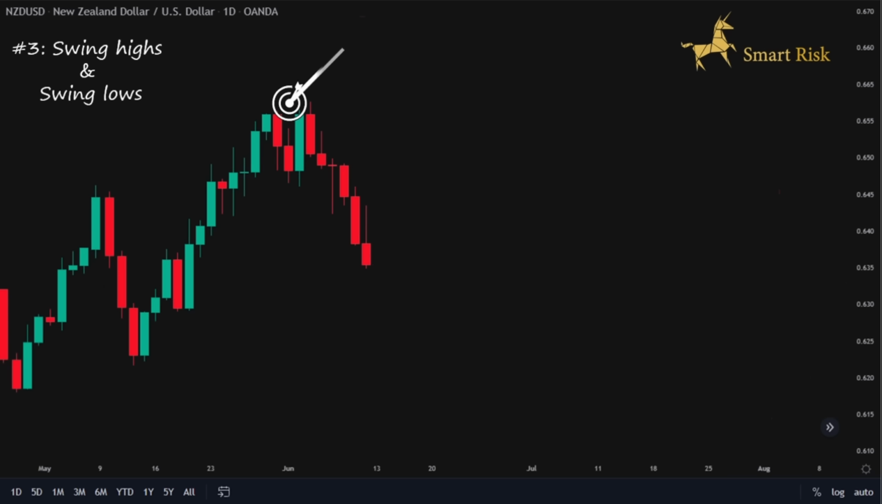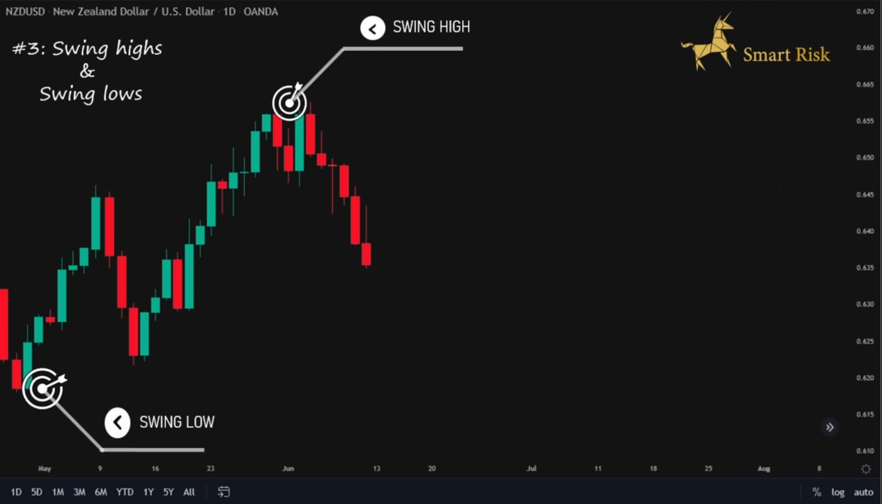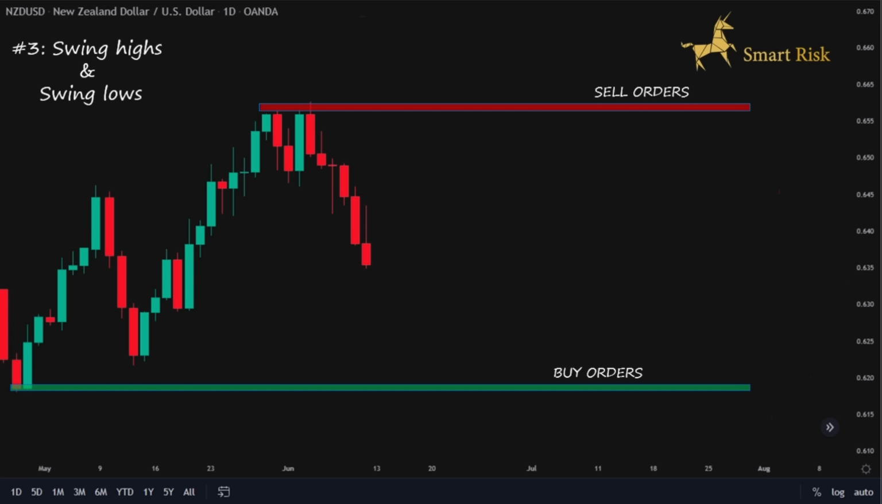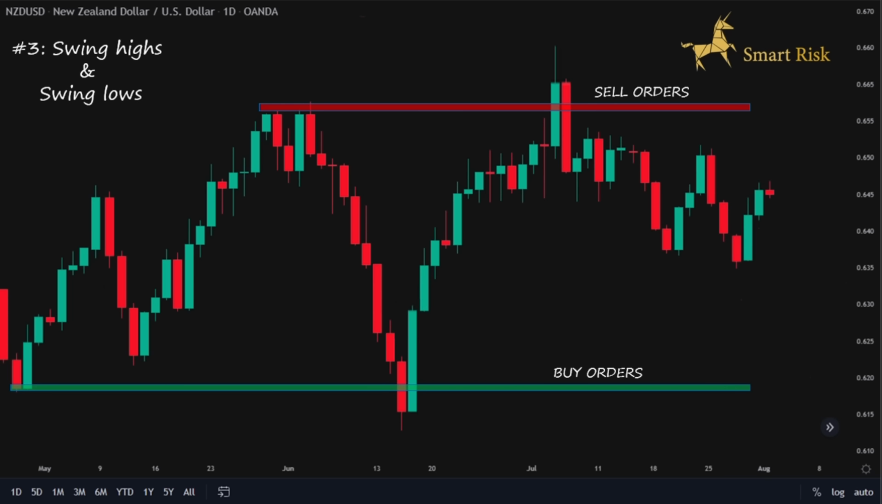For example, here in the NZD dollar daily time frame, we have this swing high as the highest point that price has recently hit. And we spot this point as the swing low. Most of the retail traders place their buy and sell orders at swing low and swing high, with the argument that price will respect these areas and will change its direction when it reaches them. As you can see, price makes fake breakouts in these areas and hits the stop loss of both buyers and sellers. So guys, we consider them as inducements.